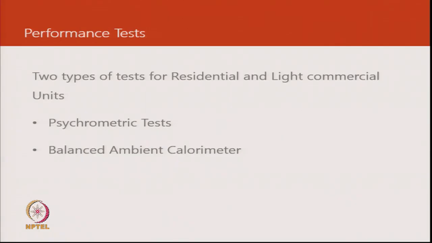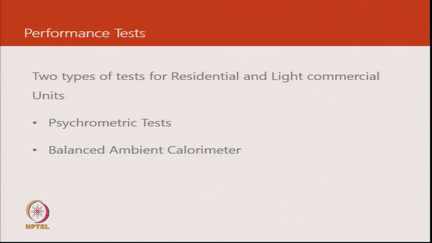Then I think we have not discussed at any time the type of tests we can do for checking performance. So there are two types of tests for residential and light commercial units. One is a psychrometric test, not the psychology one, but the psychrometric. And the second one is the balanced ambient calorimeter. So psychrometric, if you've done anything in thermal, you might have had exposure to the psychrometric chart, but this is the test.